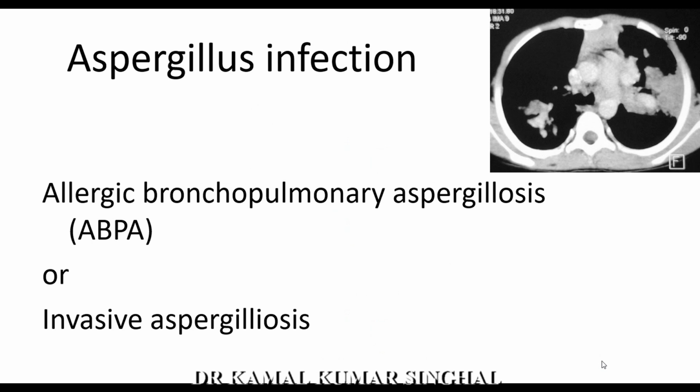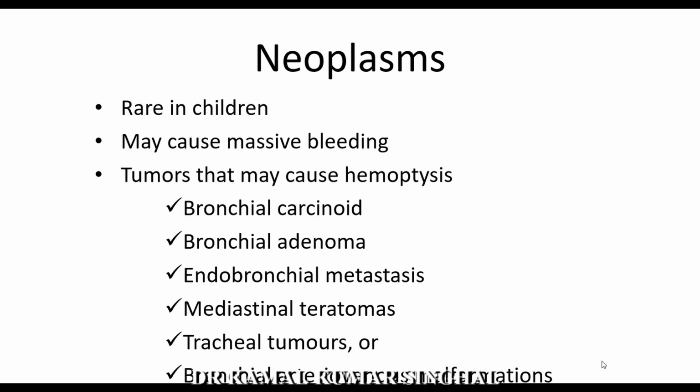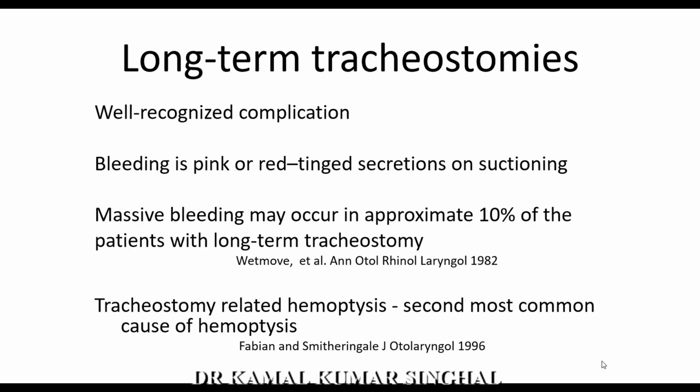Aspergillus infection, which can be invasive aspergillosis or allergic bronchopulmonary aspergillosis, can also present as hemoptysis. Neoplasms are a rare cause of hemoptysis in children, but they can cause massive bleed. Tumors which are associated with hemoptysis are bronchial carcinoid, bronchial adenoma, endobronchial metastasis, mediastinal teratomas, tracheal tumors, or bronchial AV malformations. Hemoptysis is a well-recognized complication of long-term tracheostomies. Massive bleeding can occur in approximately 10% of the patients.